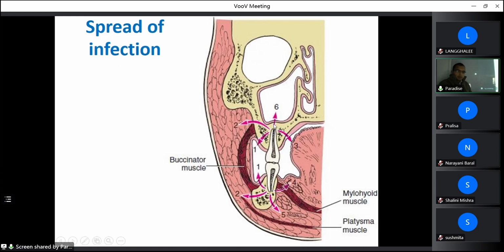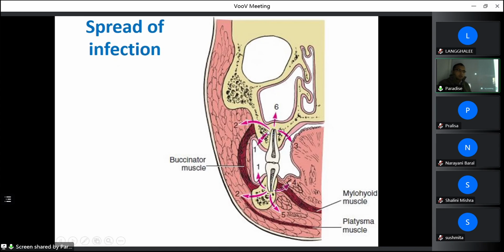If the bone between the apex of the tooth and the maxillary sinus is very thin, then it may enter the maxillary sinus and lead to maxillary sinusitis. If the palatal plate is thin compared to the buccal bone, it will lead to palatal abscess formation. If the buccal cortical plate is thin and the perforation occurs below the attachment of buccinator muscle, then it will lead to vestibular space infection. If the perforation occurs above the attachment of buccinator muscle, then it will lead to buccal space infection. So all are possibilities.